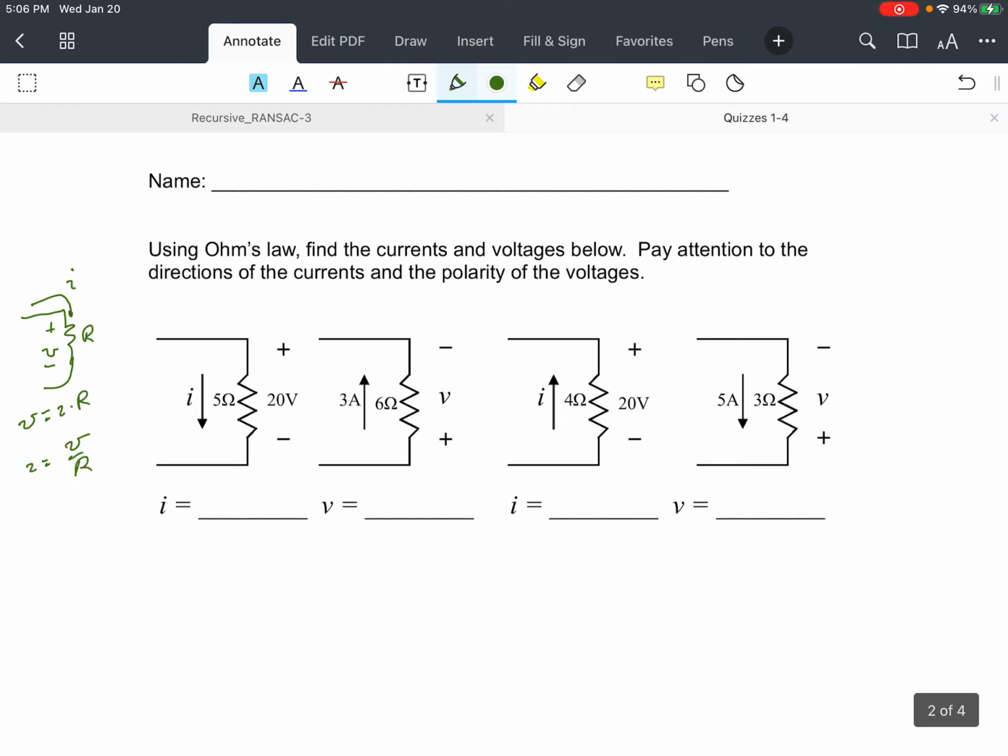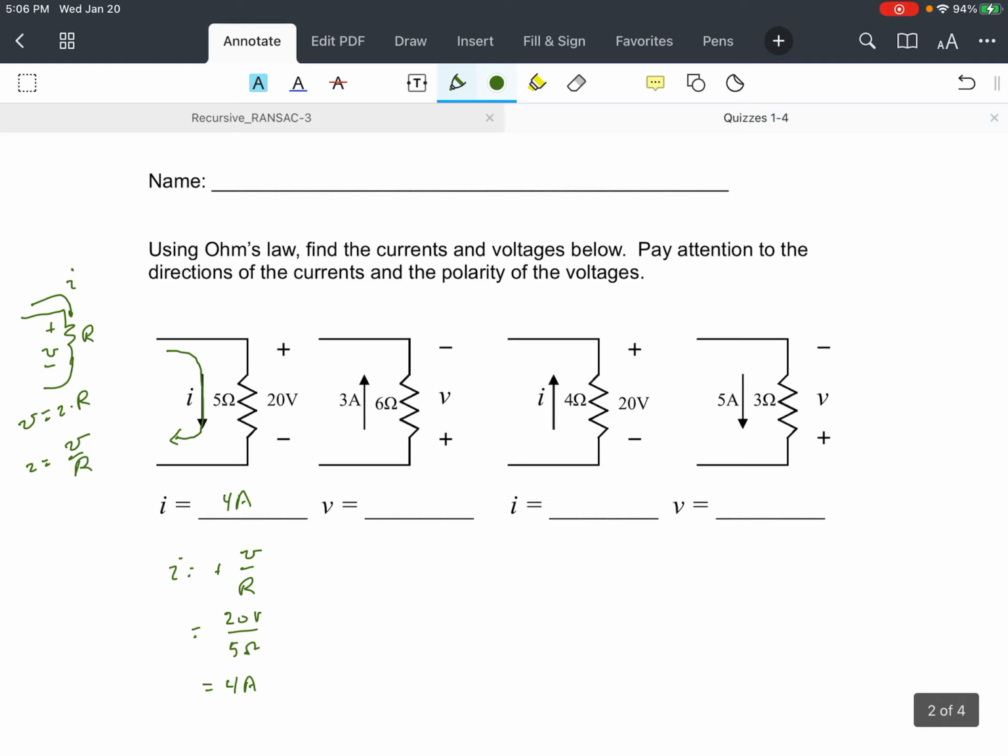Okay, so we can also solve for I, and I is going to be equal V divided by R. Okay, so this first problem here, current flows from positive to negative voltage. So I is equal to positive V divided by R. And we've got 20 volts divided by 5 ohms. So this will be 4 amps.